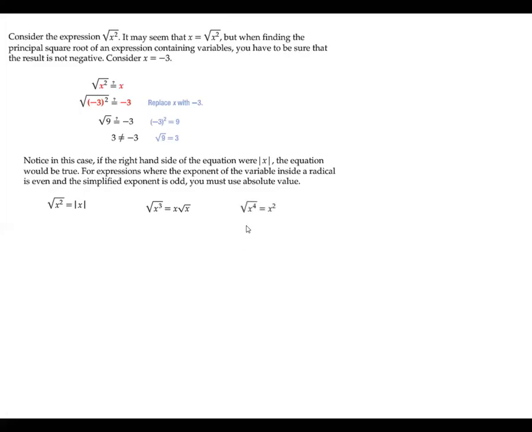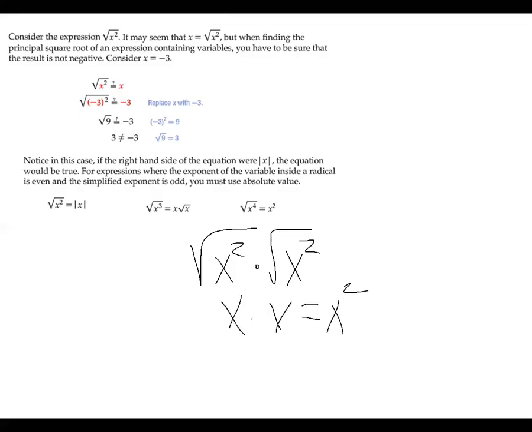If I have the square root of x to the fourth, that simplifies to x squared, because x to the fourth is x squared times the square root of x squared, which will give you x times x, which is x squared. So it wouldn't matter if x was positive or negative, because you're squaring it, you're going to get a positive. Okay, so you have an even exponent in the radical. It simplifies to an even exponent, so you don't need the absolute value.